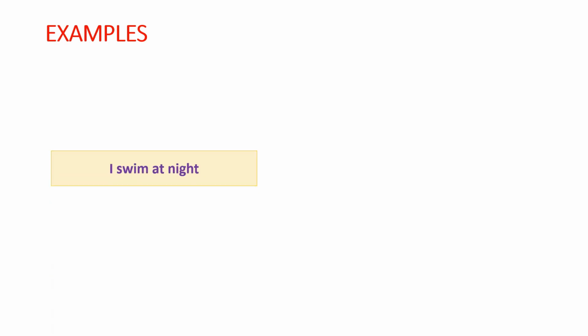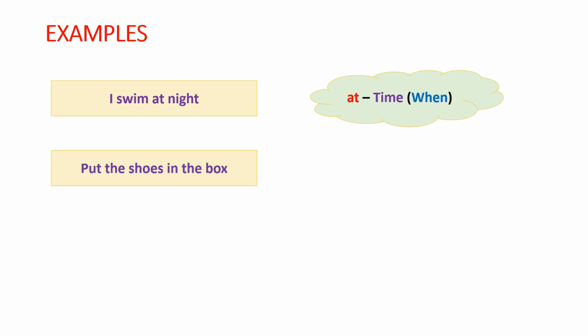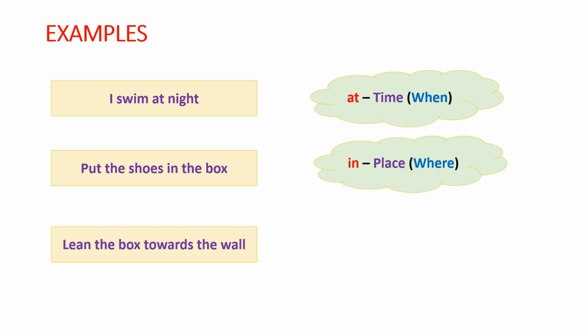We will see some examples. I swim at night. So here at describes when. So it is called a time preposition. Put the shoes in the box. So here in describes where. So it is called a place preposition. And the last sentence is: lean the box towards the wall. Here towards describes how. So it is called a movement preposition.